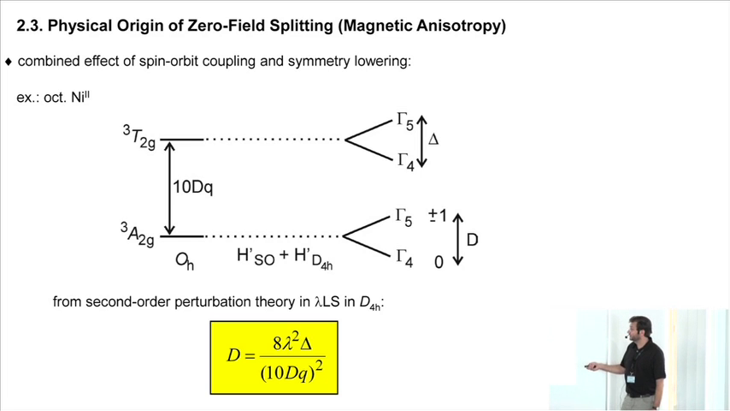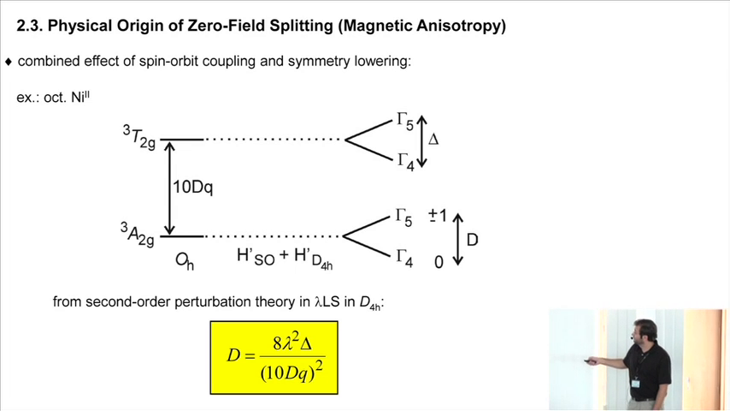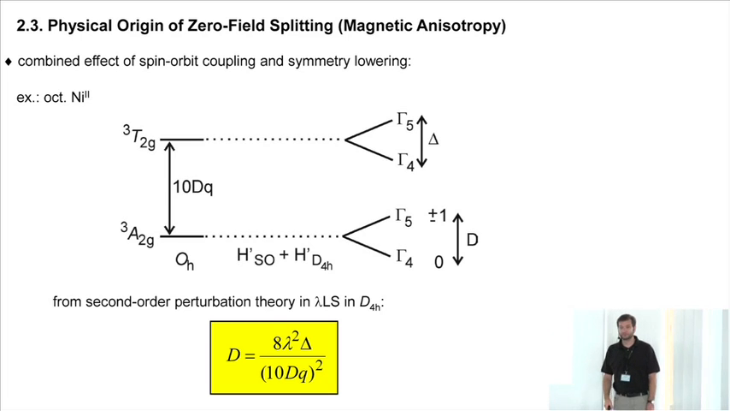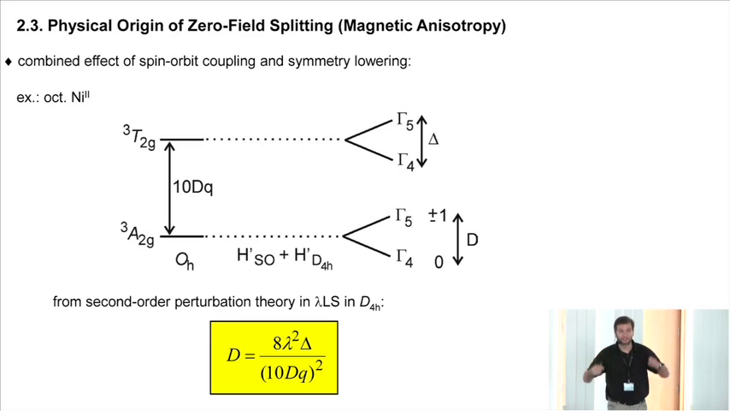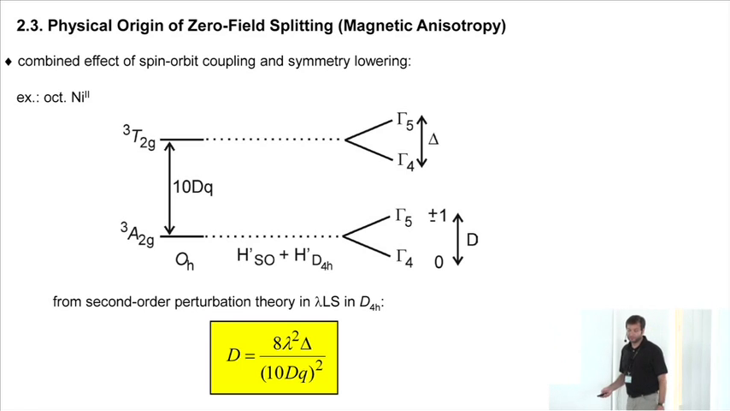Yeah? The larger 10 Dq, the smaller D. Because the spin-orbit coupling mixes this state into the ground state. And the mixing is always more efficient if the energy difference is small. So if you have a small 10 Dq, this state comes down and it's more efficiently mixed in. So if you want to increase D, you have to use pi-donating ligands and not pi-accepting ligands, for example. So that was everything on mononuclear complexes.